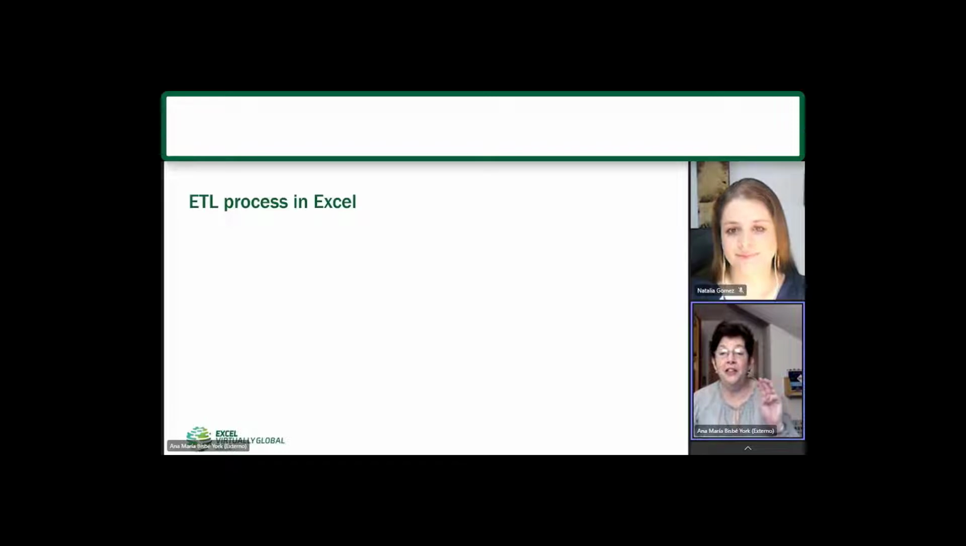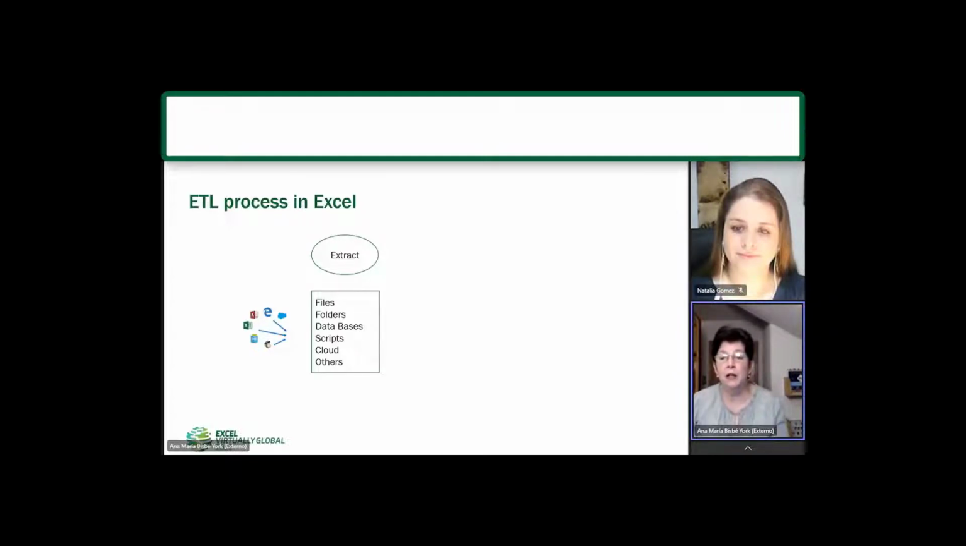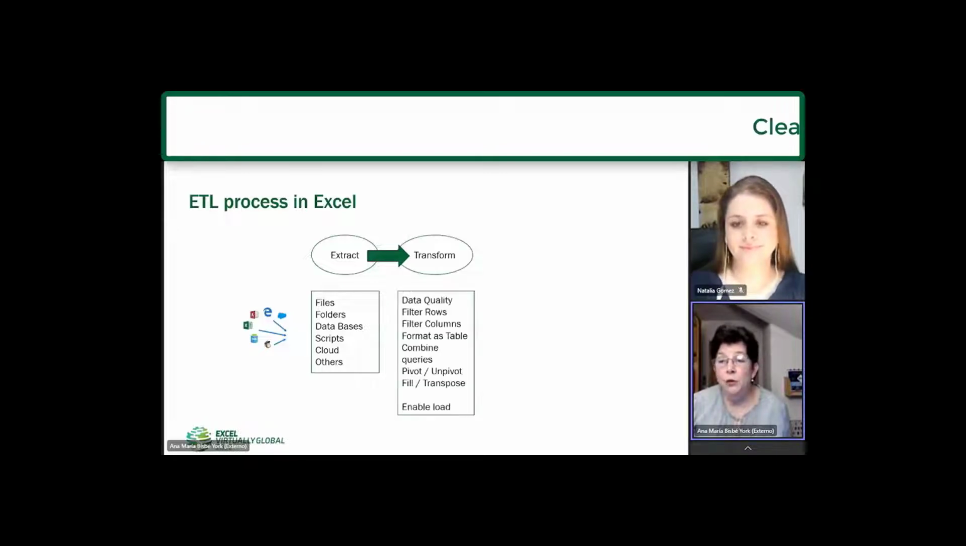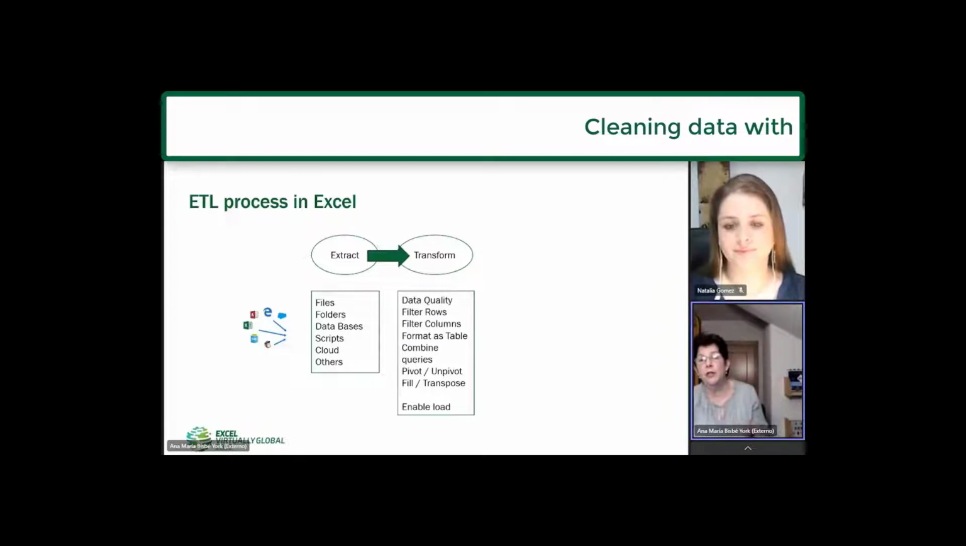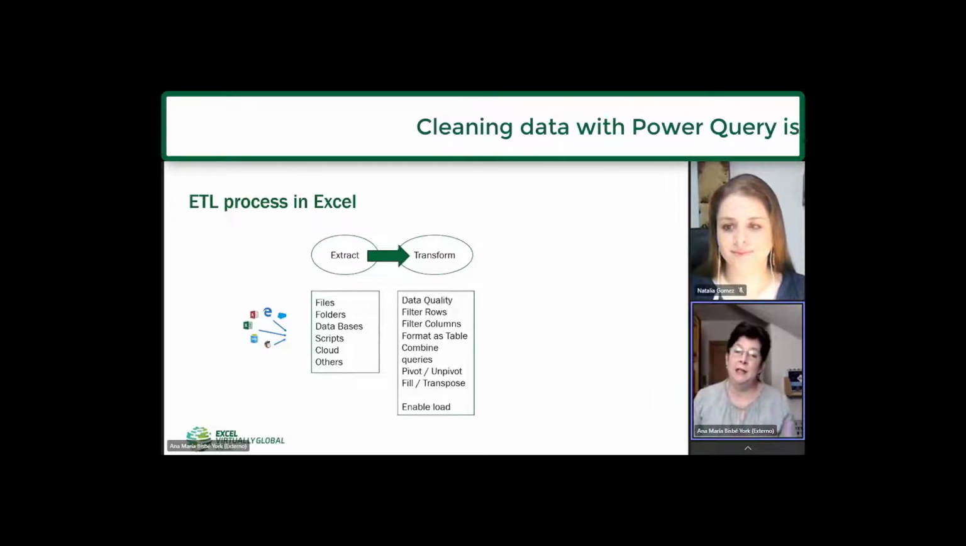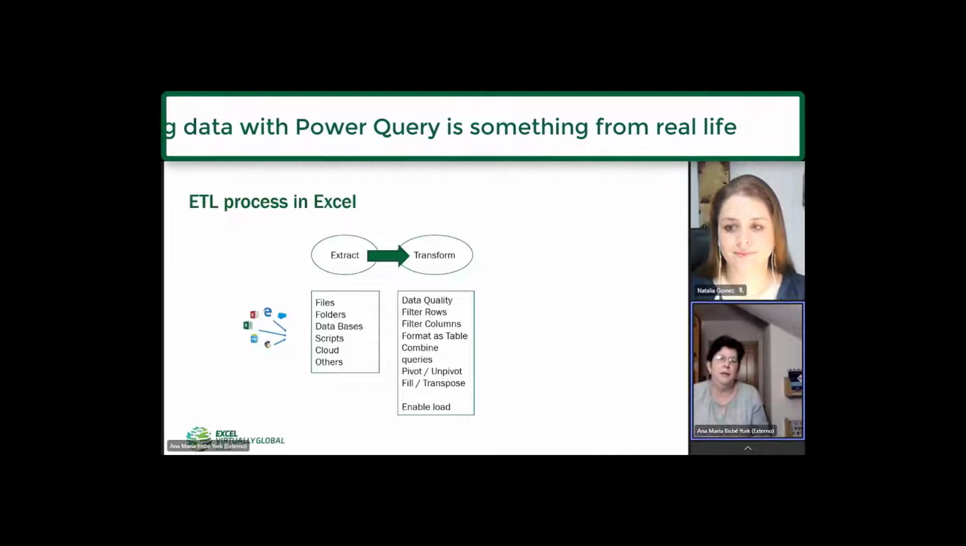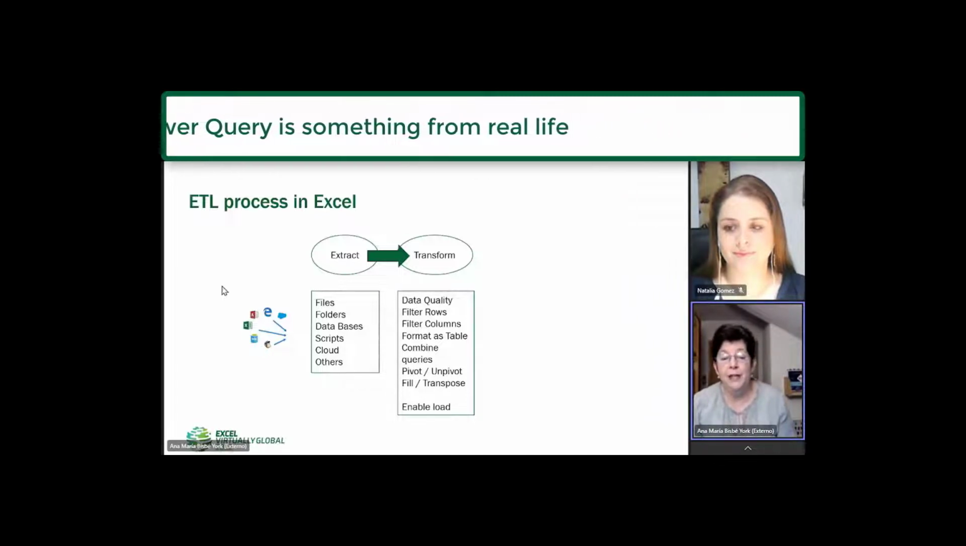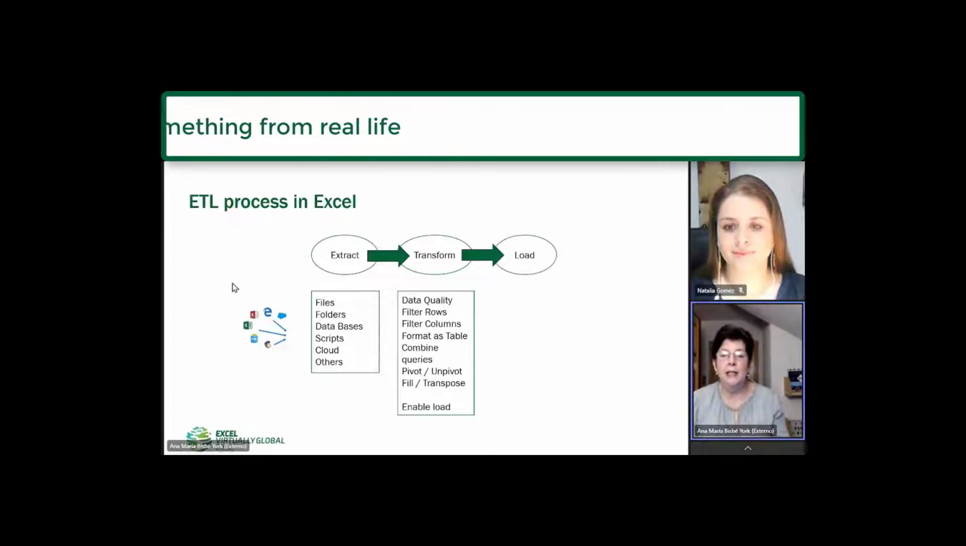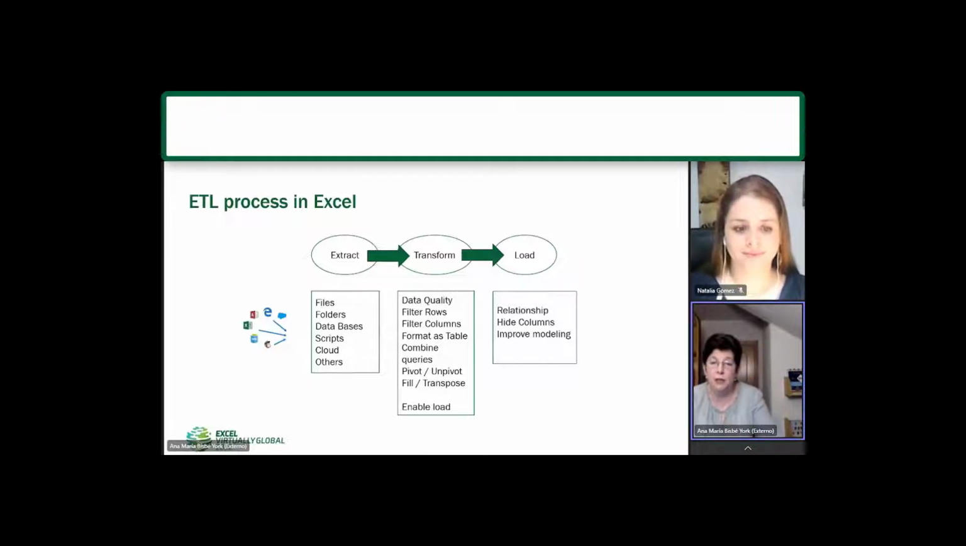Excel goes through the 3 steps of the ETL process. Extract data from files or folders, database, scripts, cloud, or many other sources. Then, using Power Query Editor, we can transform imported data, doing data quality tags, filtering by rows and columns, formatting original data as tables, combining queries, and doing several different transformations, like, for example, pivot and unpivot, fill, and transpose. After that, Excel can load data into the Power Pivot tabular model, creating relationships between loaded tables.